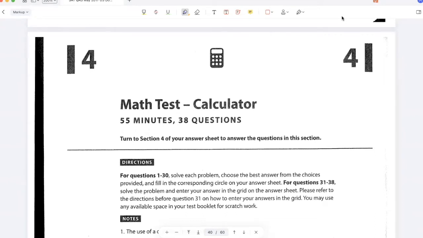In an earlier video, we solved the Math No Calculator section of the May 2017 US SAT. In this video, we solve the calculator section.